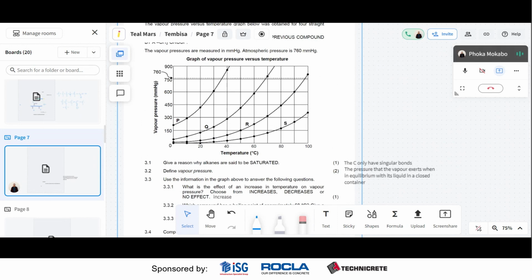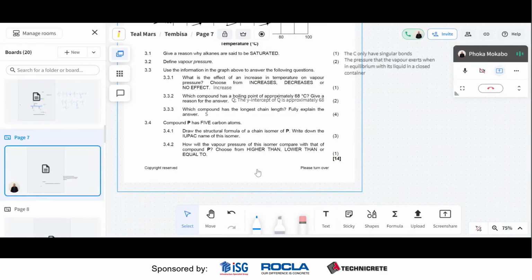And not only that, but it would have the strongest intermolecular forces, right? Because of that, given the strongest intermolecular forces, you would need the highest amount of energy to break the bonds within that compound compared to all the others. And those would be your three reasons as to why compound S is your longest chain compound, right?